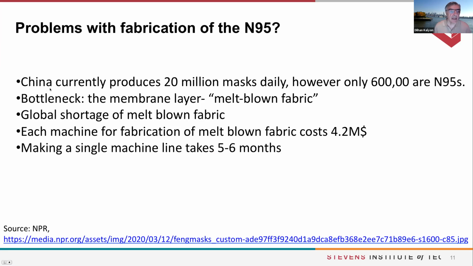Now, here's the problem. This is really very telling. China produces 20 million masks daily, and there might be a zero missing; I thought it was 200 million. But only 600,000 are N95. So for the most valuable mask, it's not possible to just ramp up production. The reason is the bottleneck is the membrane layer. We'll talk about this extensively. It's a melt-blown fabric, and there is a global shortage of it. There are very few countries which have it. For example, the US capacity is something like 1.65 million per month, at 3M. And the machine costs a lot, $4.2 million. And even if you have the money to order one, it will take 5 to 6 months to be executed. So this really is the bottleneck.